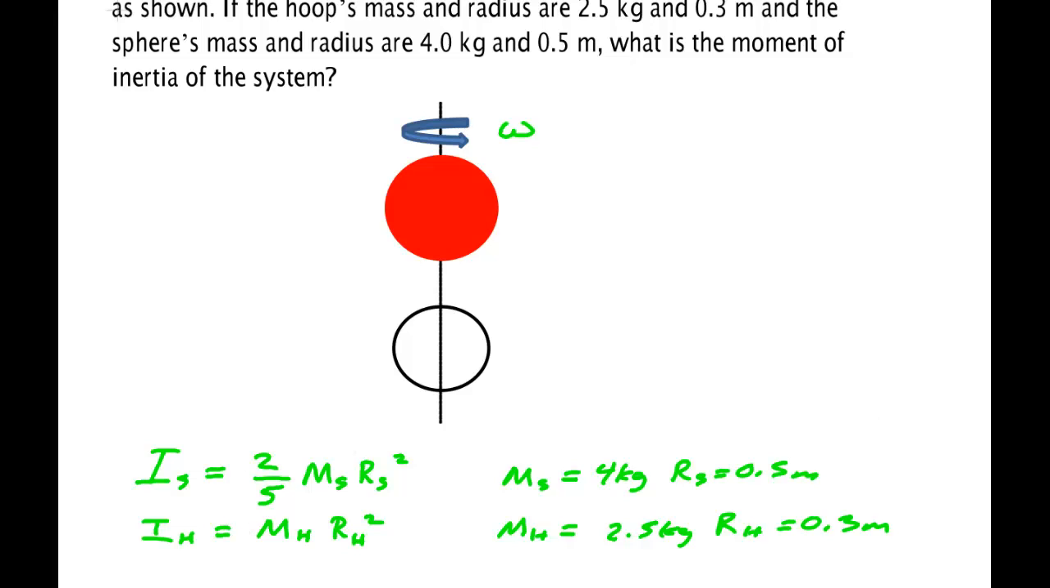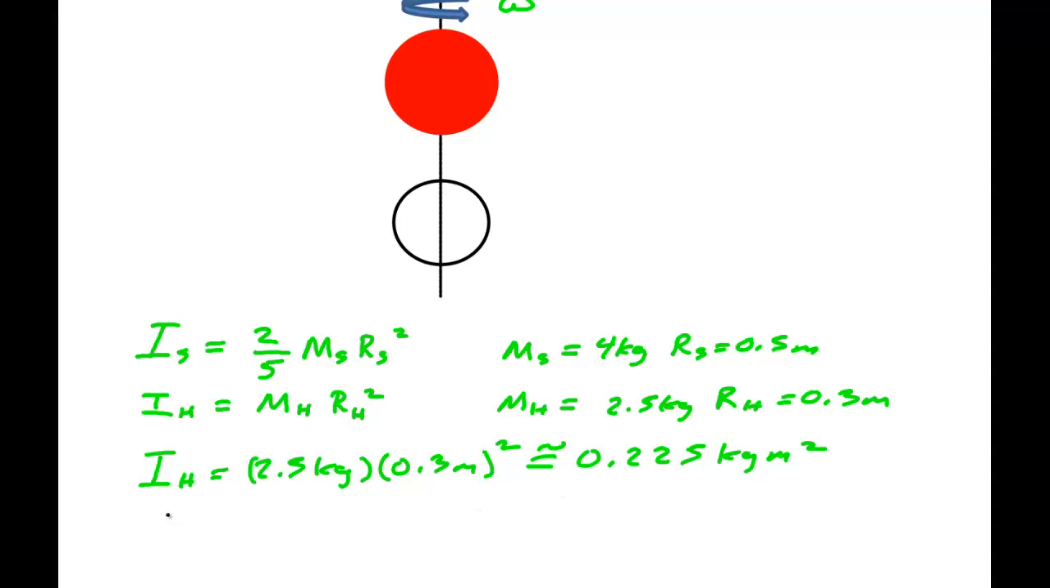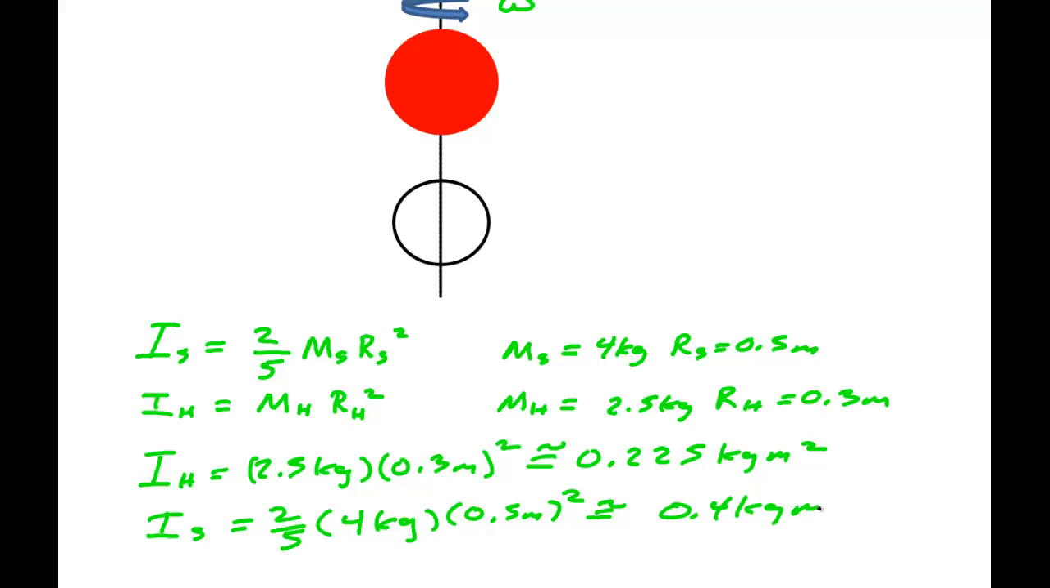Now, to solve this, we just solve for the individual elements, and then we add them up, just like you would add up mass in a linear problem. So the hoop: 2.5 kilograms, 0.3 meters, and we have to square that. Then we put all that together with our calculator, and I get 0.225 kilogram meter squared. And for the sphere, 2/5, 4 kilograms, 0.5 meters squared. Plug all that in, I get 0.4 kilogram meter squared.